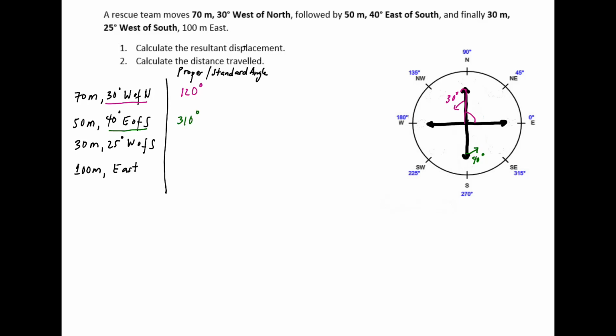And then the next one is 30 meters 25 degrees west of south. From south going 25 degrees, we can say that is 270 minus 25, that is 245 degrees. And the other one is 100 meters east, which starts from 0 degrees, so the proper angle here is 0 degrees. And so we can now calculate the x component and the y component of each vector.